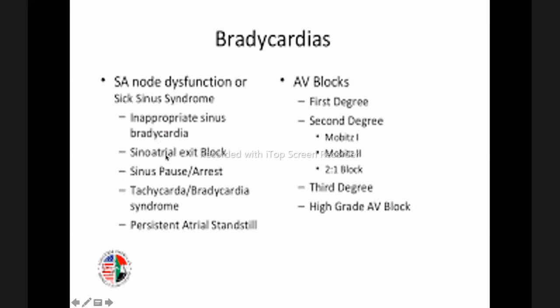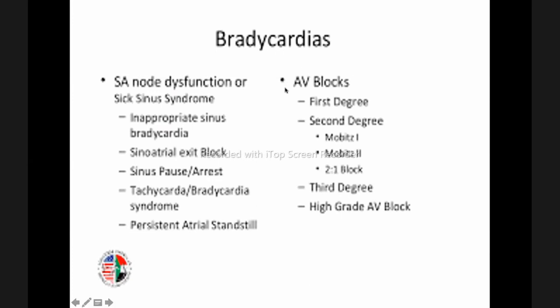Then you can have a block at the SA node where the SA node just doesn't discharge. Those are called sinoatrial blocks or sinus pauses or sinus arrests. So these terms are a little bit different, but I won't talk too much about them to avoid confusion. But just remember that at the SA node, it can either pause, you can get a block, or you can get an arrest where it just doesn't discharge. Or it discharges, but it just doesn't leave the SA node.